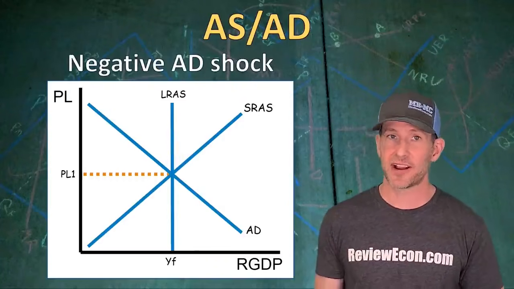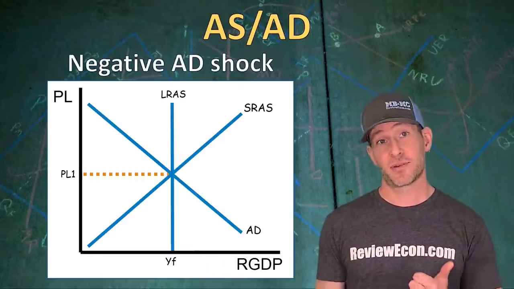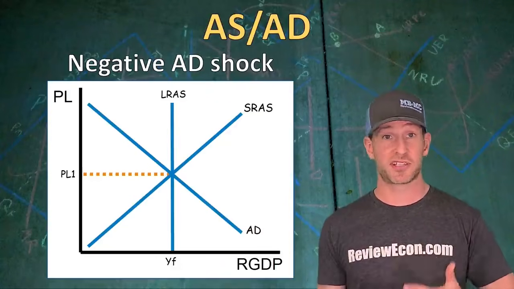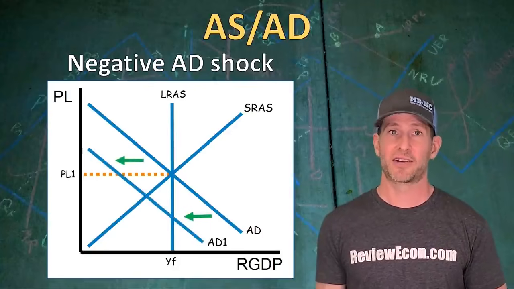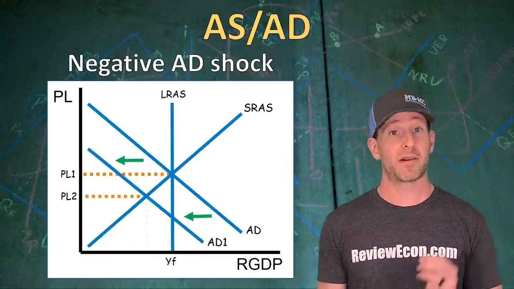If we have a negative aggregate demand shock, that means that consumption, gross investment, government purchases, or net exports are decreasing. That will be shown as a leftward shift of that aggregate demand curve. And now we have a recessionary gap.